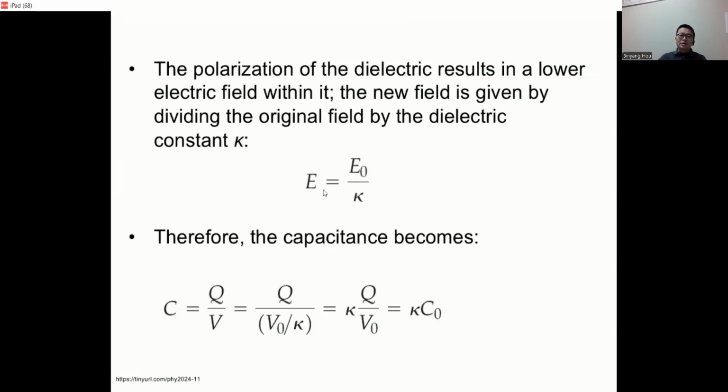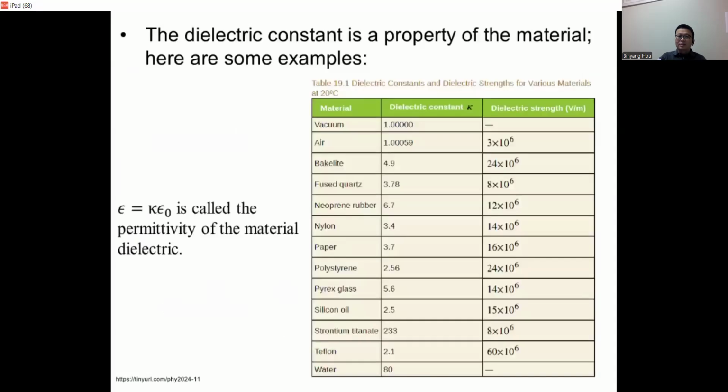So in that case, E is reduced by kappa. So when you do Q over V, V will also be reduced by kappa because V is equal to E times d, and d is not changing. So then kappa comes up, because it's in the denominator of the denominator, so you flip it. So it's kappa times Q over the initial voltage, which gives you the initial capacitance. So the final capacitance will be equal to kappa times the initial capacitance. That means it is enhanced by that multiple factor.